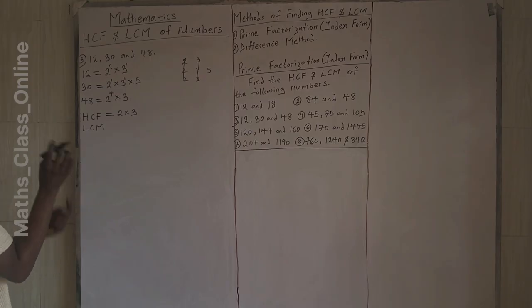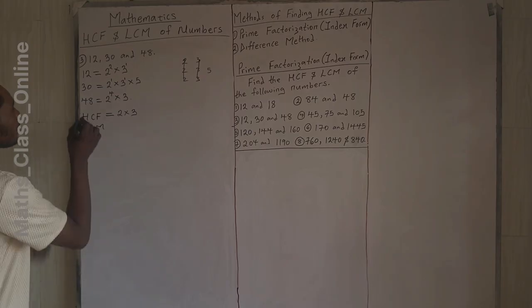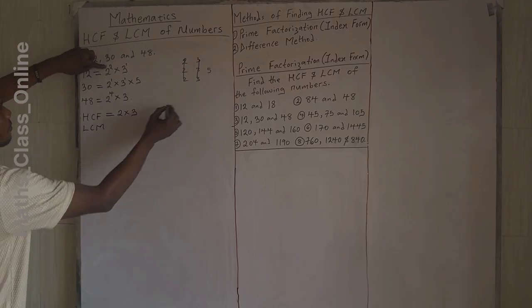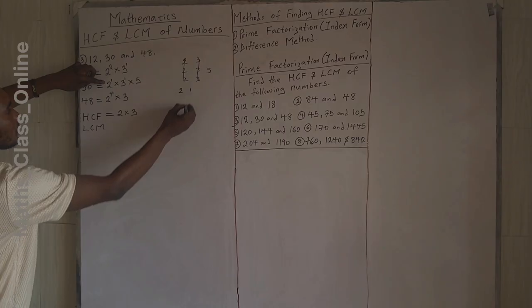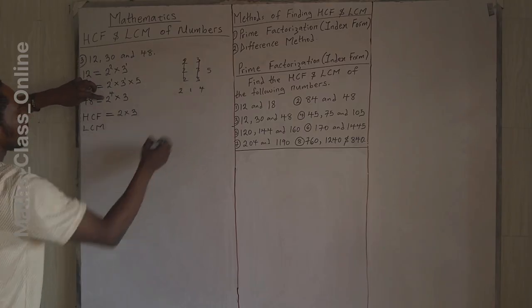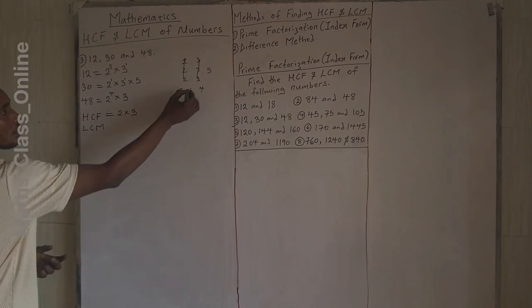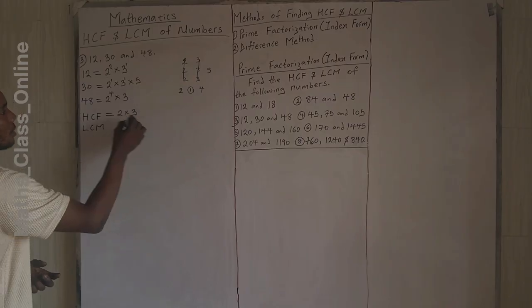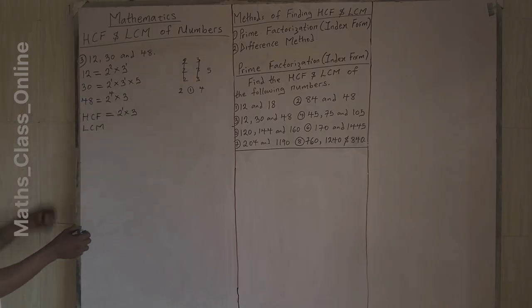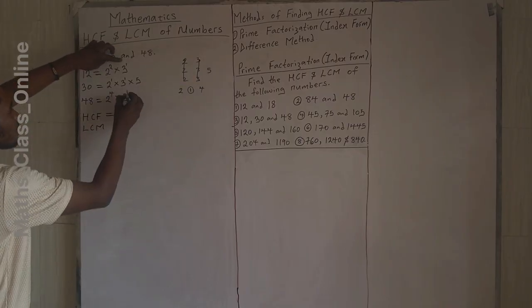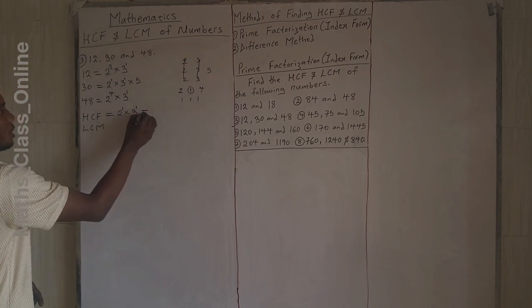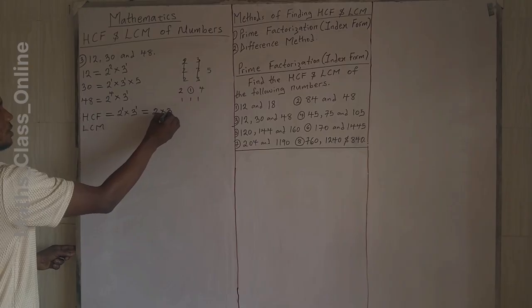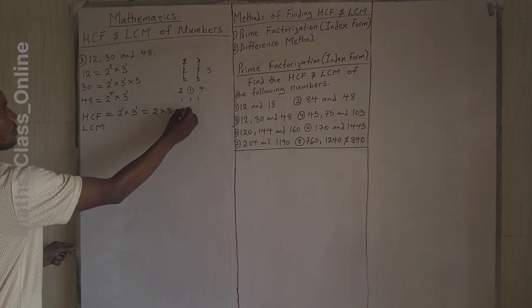Now, what's next? HCF, that is the least power, the lowest power. The power of 2 here is 2. The power of 2 here is 1. The power of 2 here is 4. Which one is the lowest? The lowest is 1. We raise to the power of 1. The power of 3 here is 1, 1, 1. We still write this to be 1. And that is 2 times 3, which is equal to 6.